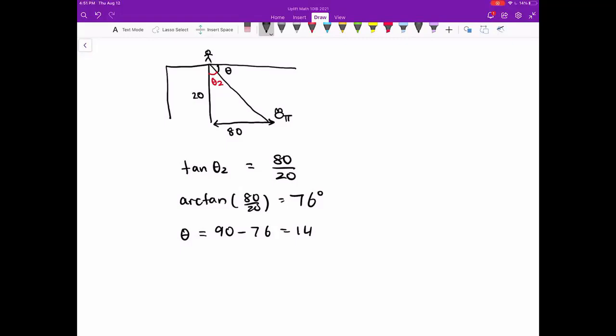Oh, sorry, you can continue. I was going to do another method. Wait, let's answer Edward's question first. Wait, so arctan and tan to the power of negative 1 are the same? Yeah, it's exactly the same, just a different way of writing it.